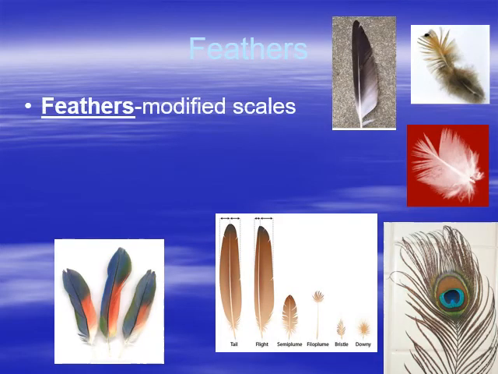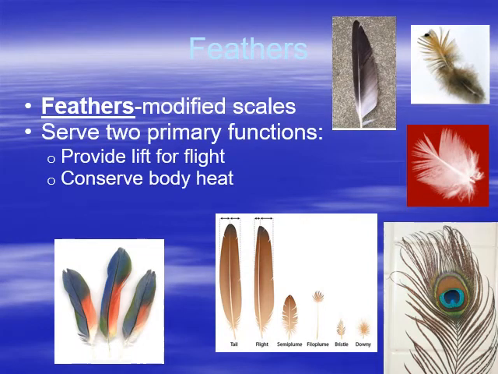As I said before, feathers are really modified scales, so they grow in a similar way. They serve two primary functions. Number one, they provide lift for flight. They give the bird more surface area, they're lightweight, and they allow it to flap its wings in the air and get lift off of that so that it can fly and stay in the air.